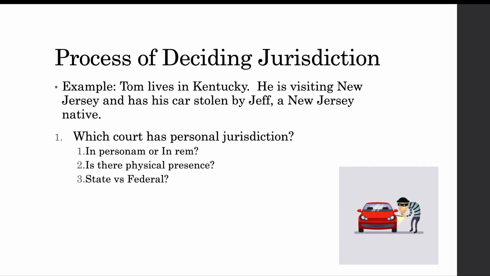The right way to look at this case will be in personam, because Jeff, who is the defendant, is a person. Okay, but is there physical presence or do we need to look for minimum contacts? Because the crime occurred in New Jersey, the state of New Jersey has jurisdiction over Jeff due to physical presence. This means we do not need to look into minimum contacts.